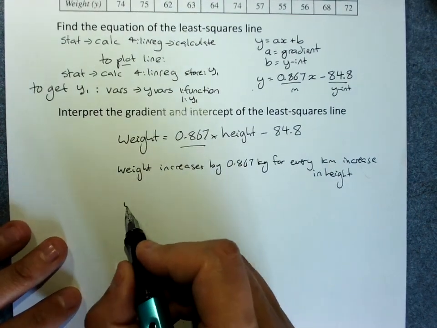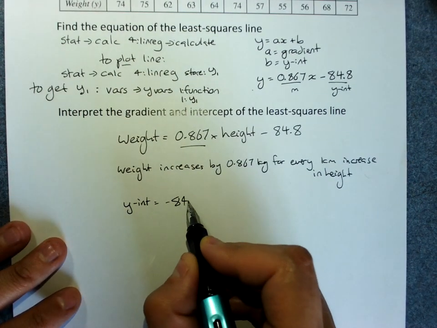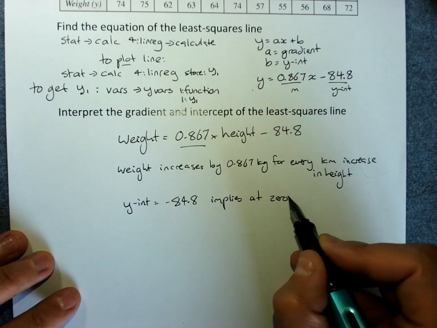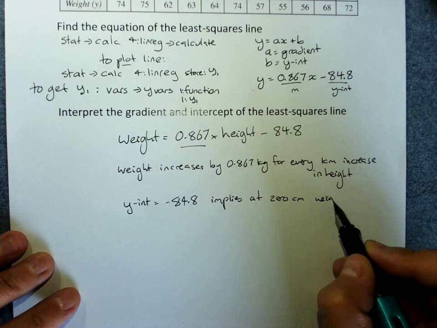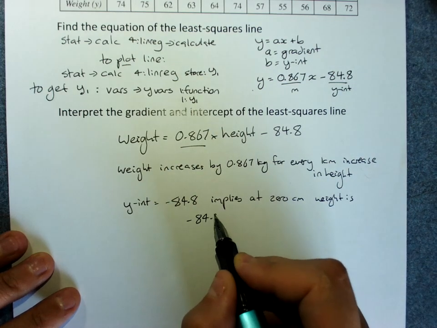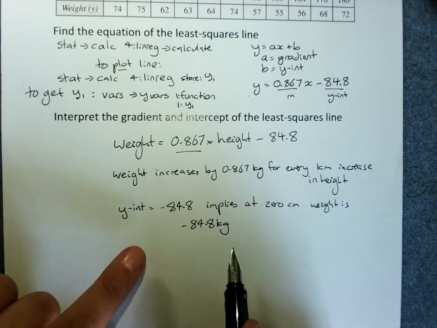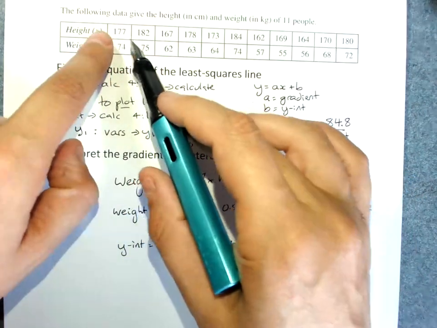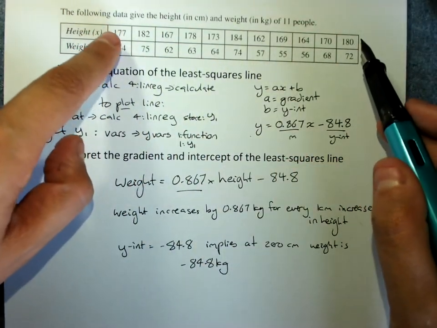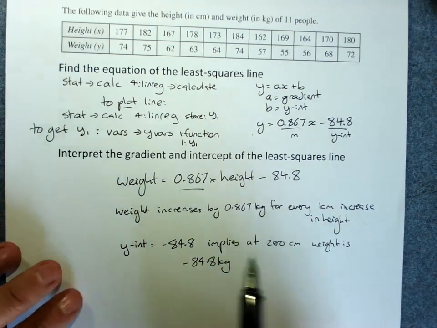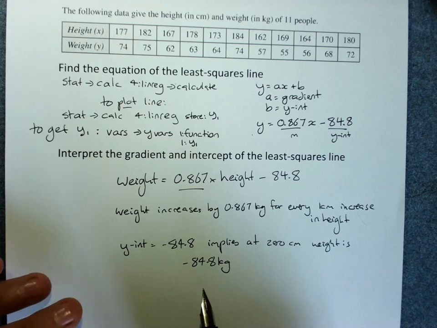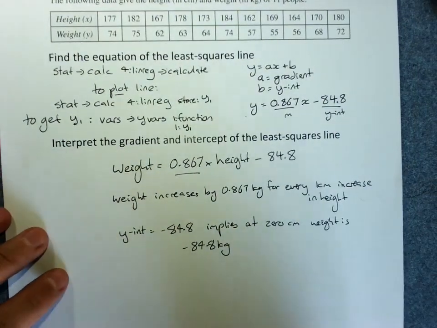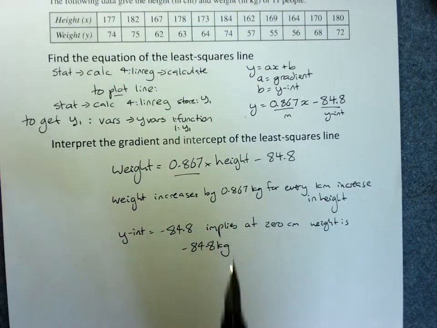A y-intercept of negative 84.8 implies at 0 centimetres, weight is negative 84.8 kilograms. Obviously, this is extrapolation way outside of my data. My data is all up here where x is in the 170, 180 range. Coming all the way back down to x equals 0 for the y-intercept is a really ridiculous y-intercept. A lot of the time the lines aren't that meaningful outside where the data is, and so extrapolation can get some very funny numbers. But we have at least interpreted the y-intercept.